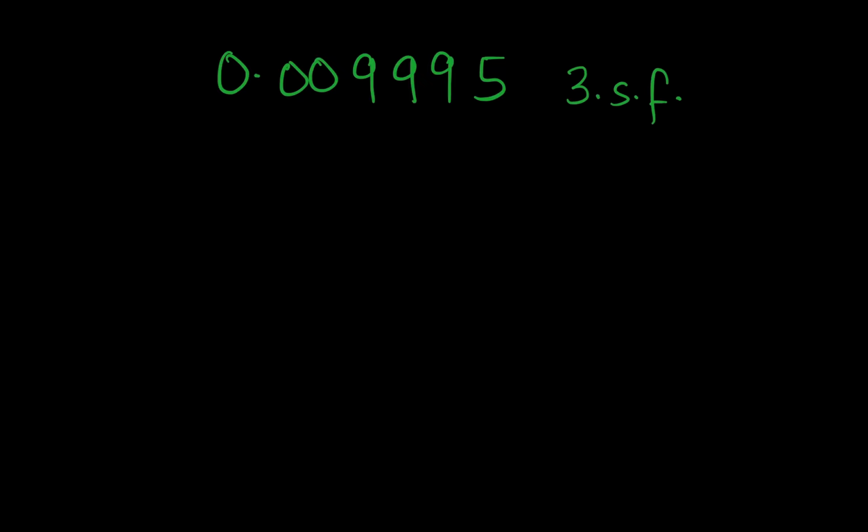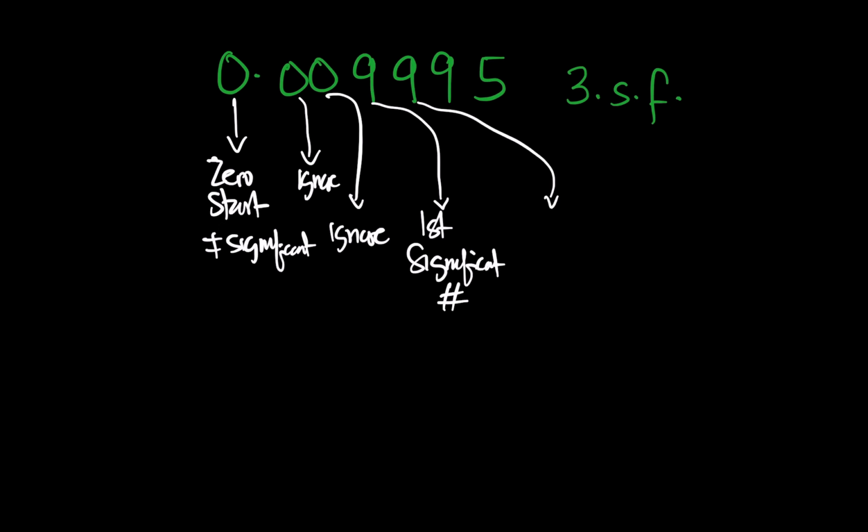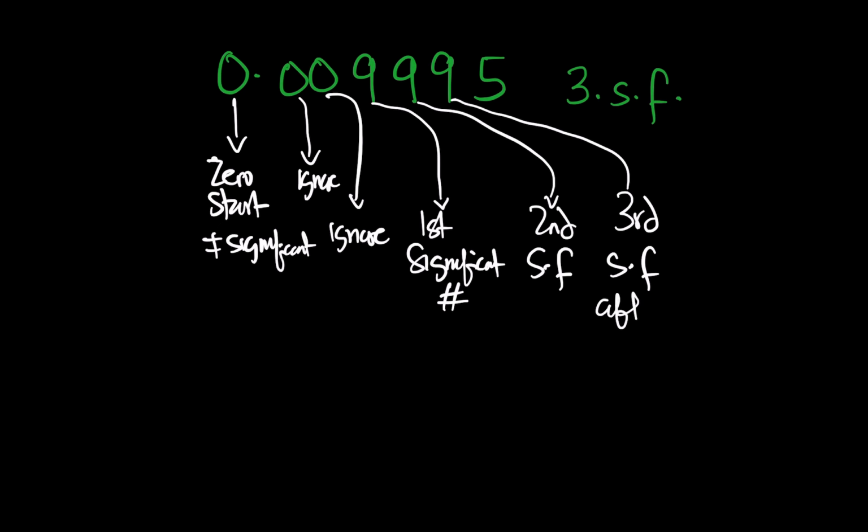Now remember, we said that because zero starts, it's not significant. We ignore this number. This one too, we ignore. We also ignore this one as well. And then this becomes our first significant number. And then this becomes our second. Can you see that? And then this also becomes our third significant figure. Can you see that?